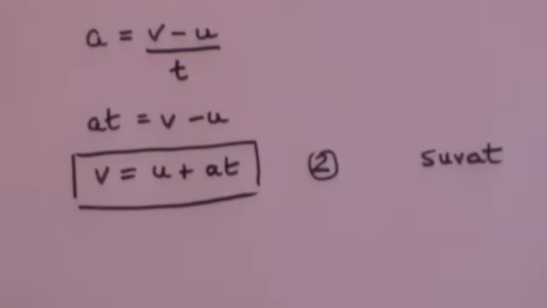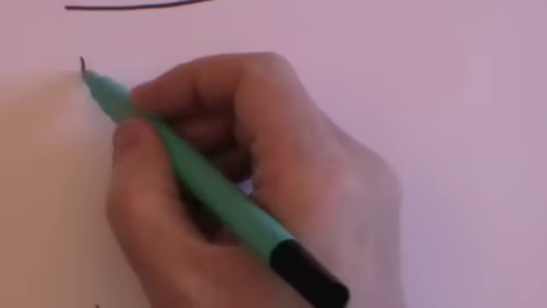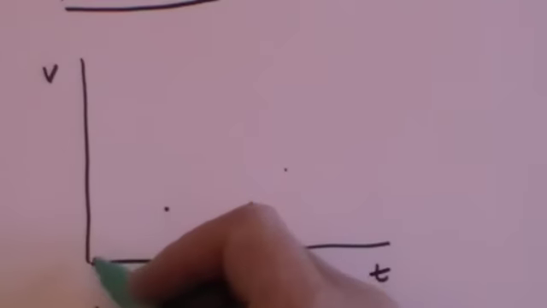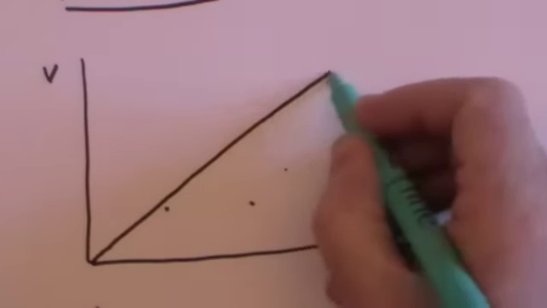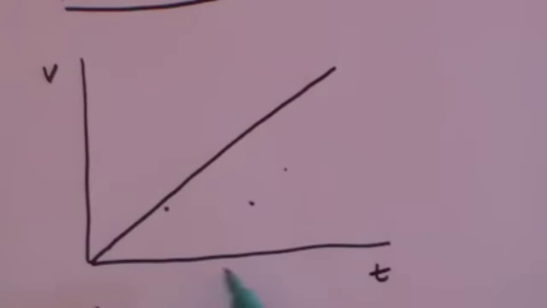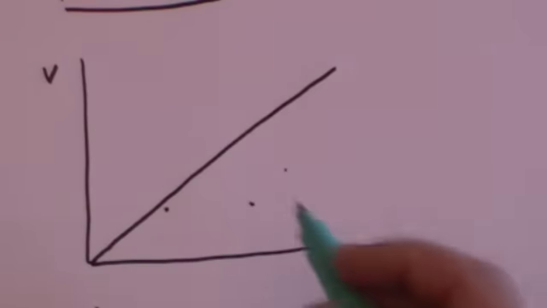Now, before we proceed with other Suvat equations, let's look at velocity time diagrams. Before we did a distance time diagram, now we're doing a velocity time diagram. These are quite different things. Suppose we have a situation whereby we are increasing velocity as we increase time. That, of course, is the very definition of acceleration.